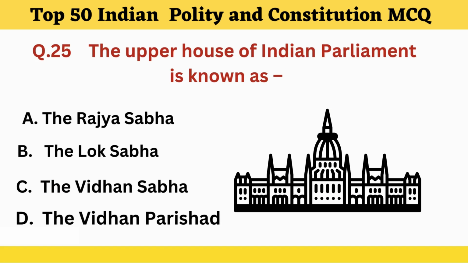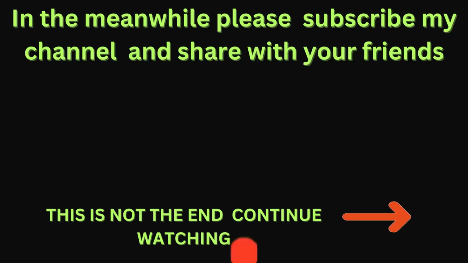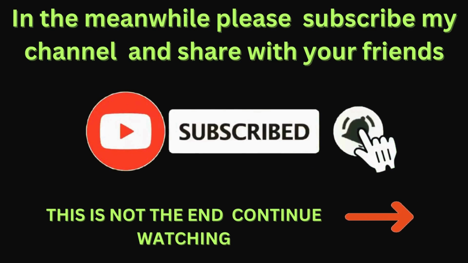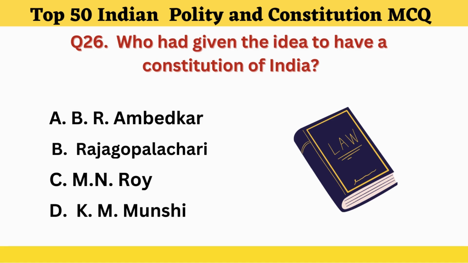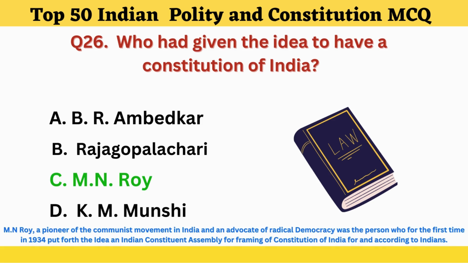The upper house of the Indian Parliament is known as. The correct answer is option A, the Rajya Sabha. Who had given the idea to have a constitution of India? The right answer is option C, M.N. Roy.